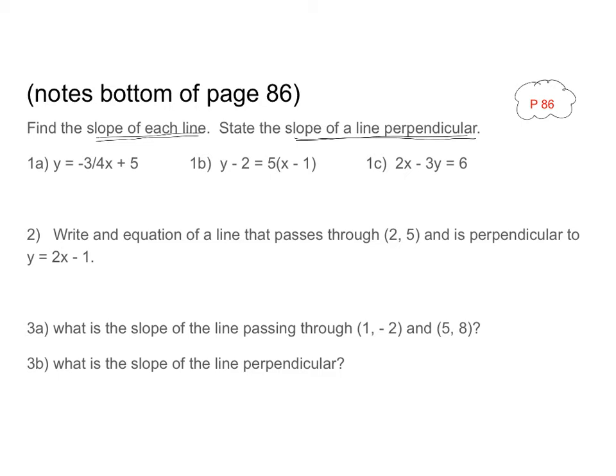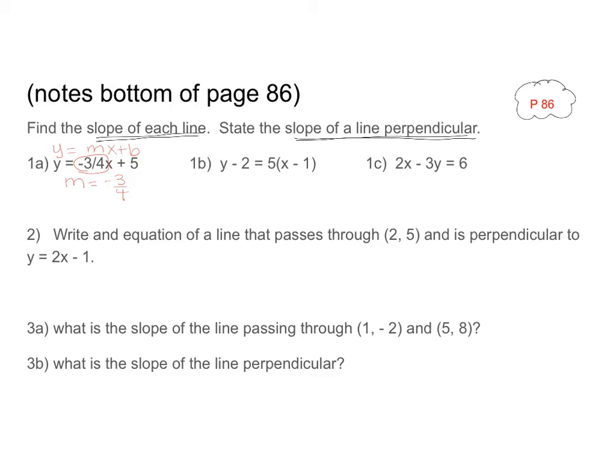So first, when I look at A, I want you to note which form it is. This is the slope-intercept form, where it's y equals mx plus b, that we've been talking about. So I can see my slope. I know the slope of this line is equal to -3/4.